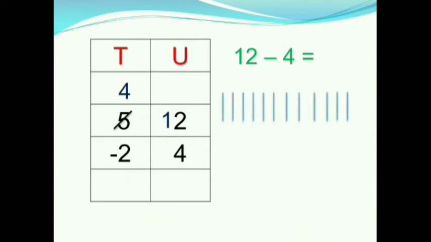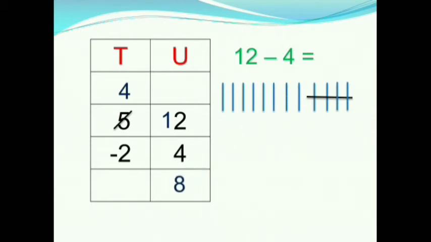Now we should subtract units place digits. The digits in the units place are 12 and 4. I have drawn 12 lines and cut 4 lines. Now how many lines are remaining? 1, 2, 3, 4, 5, 6, 7, 8. 8 lines are remaining. 12 minus 4 is equal to 8. Write 8 in units place.